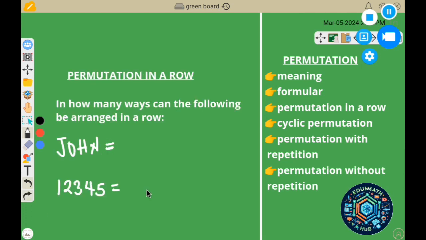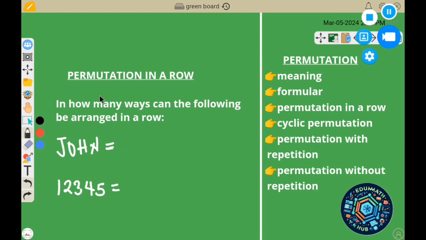Okay. So this is permutation in a row, which is the next part in your syllabus. So in how many ways can the following be arranged in a row? So you have the letters of the word John, then you have 1 2 3 4 5. If you notice something, there's no repetition here. You just have J occurring once, O occurring once, and so on. Then here you just have 1 occurring once, 2 occurring once. So no repetition in this case.